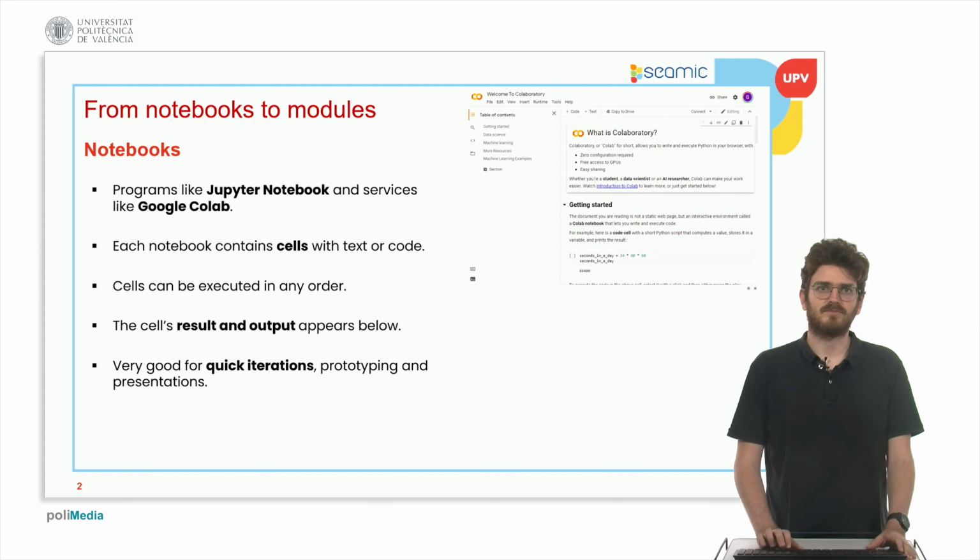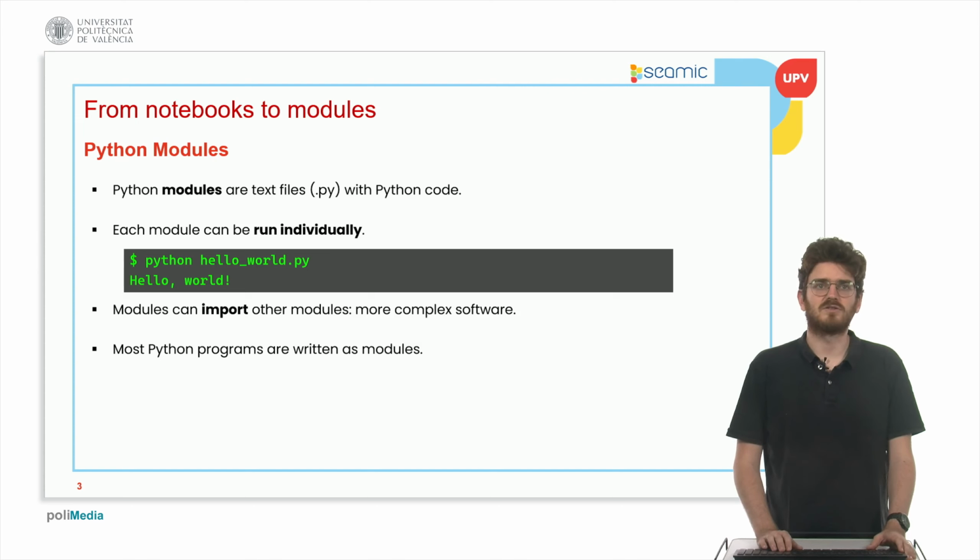However, in this course, we're going to work with Python modules. Python modules are just text files. They end with .py instead of .txt, and they contain Python code. You can run each module individually, so for example you can say python and the name of the module to run a given module. In this case we're running hello world, and it prints hello world on the screen.